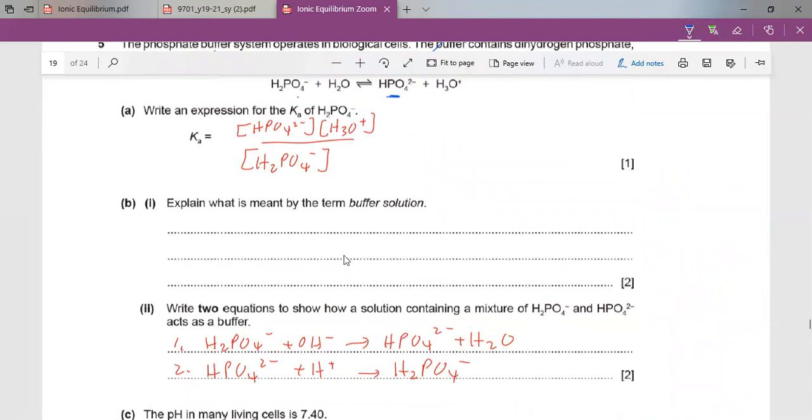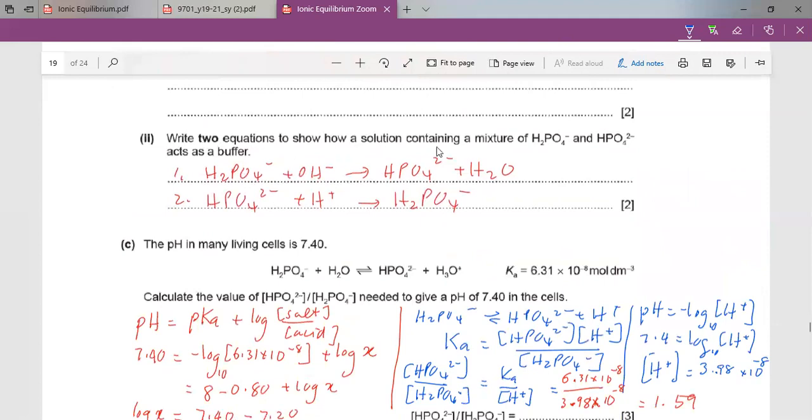Buffer meaning, again, two equations to show how these two act as a buffer. Remember, they want the two of them, not just one of them. So this, of course, is the acid. This, of course, is the base. Sometimes they only give you one, then you have to do the other one up. If they give two, that means both of them must show.